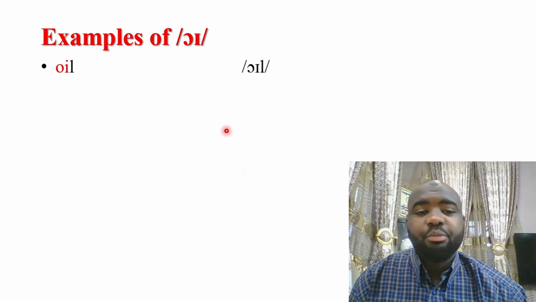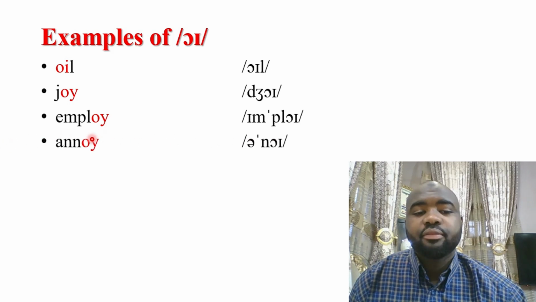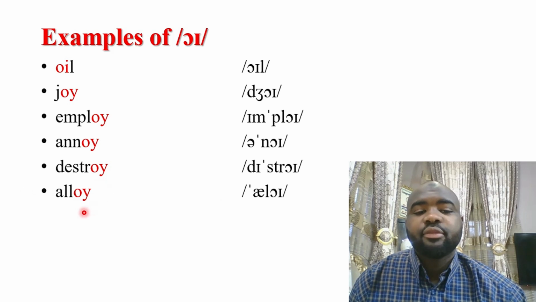The next example is of the vowel diphthong O, E, oi sound, as in oil, joy, employ, annoy, destroy, alloy.